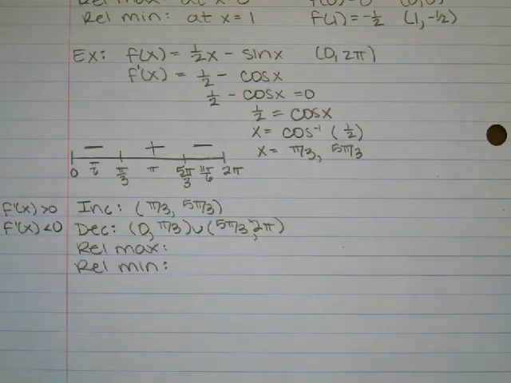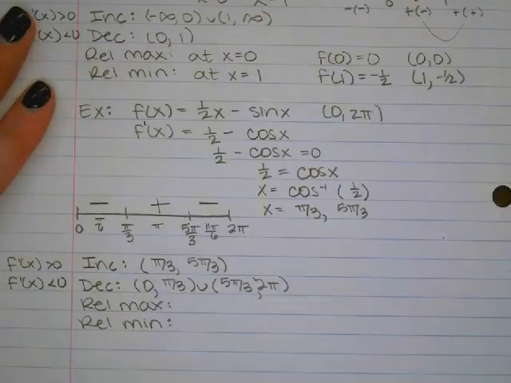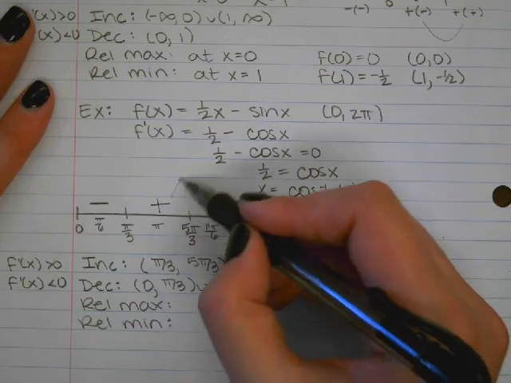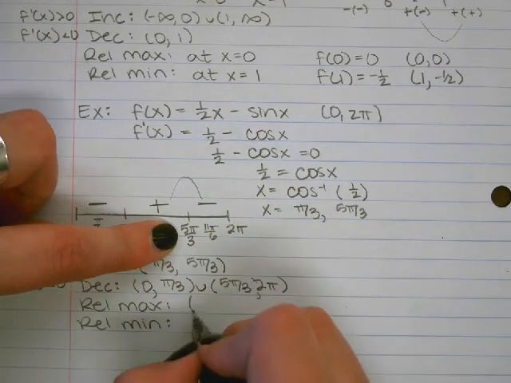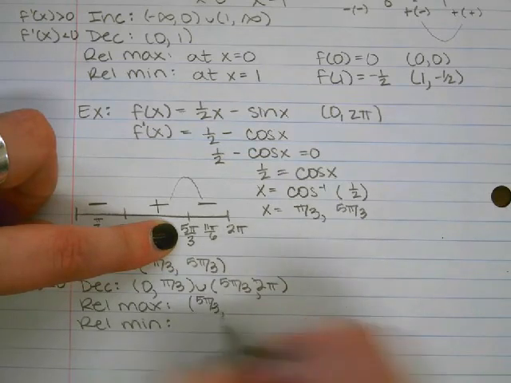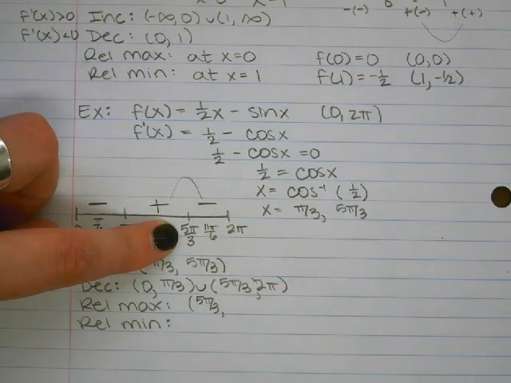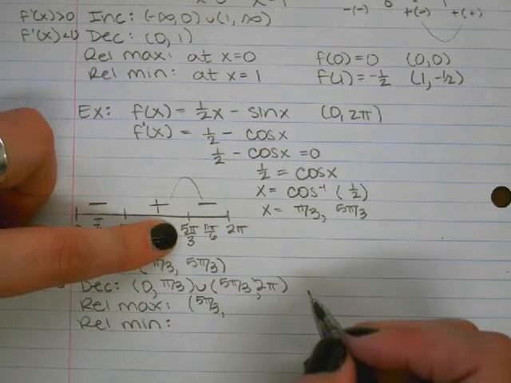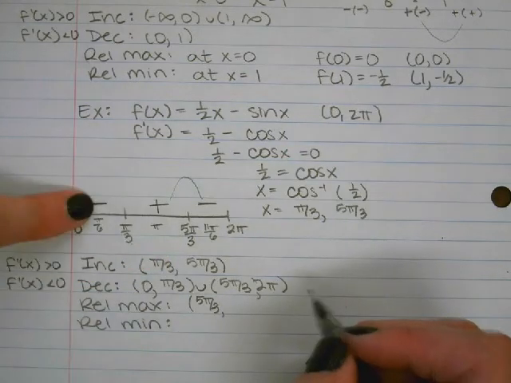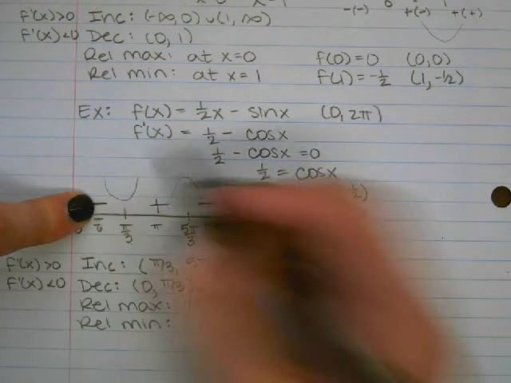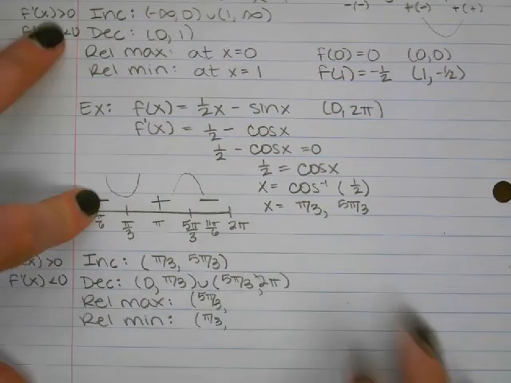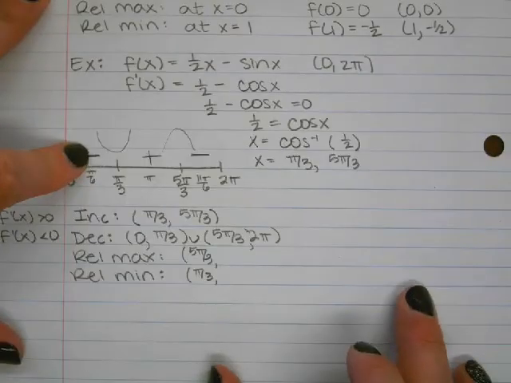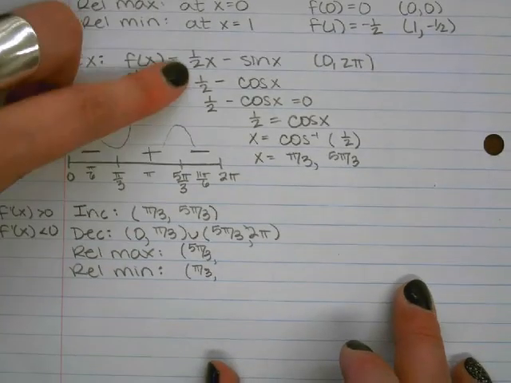The relative max happens when we switch from positive to negative. So right here we switch from positive to negative, and so that's at 5 pi thirds. I'm going to have us find the y coordinate just because it's not fun on this one, so practice is always good. And then the relative minimum happens here. We switch from negative to positive, and so that's at pi thirds. Okay, so let's take these and plug them back into that original function.